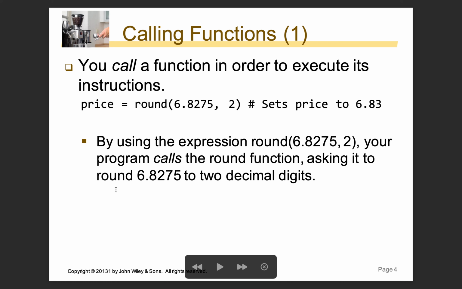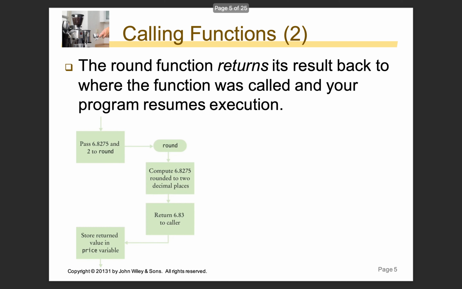Okay, so by using the expression round 6.8275, comma 2, your program calls the round function, asking it to round 6.8275 to 2 decimal places. Okay, so to call the function, we write down the function name and we provide it with some arguments, potentially, depending on what the function does. The round function then returns the result back to where the function was called, and your program resumes execution.